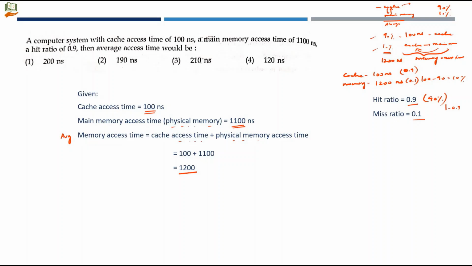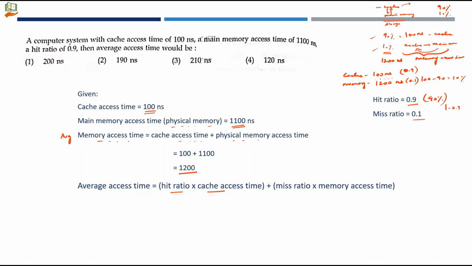Now how do you find the average access time? Average access time is equal to hit ratio into cache access time, because 90% of the time you are going to access it using 100 nanosecond, plus miss ratio into memory access time. The miss part multiplied by the memory access time that we have found here. Now let's substitute the value.